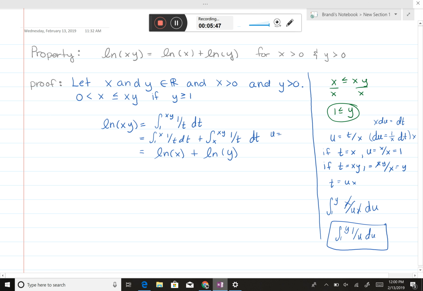U is equal to t over x. And a lot of the textbooks will just literally write that down and move on. So what you're missing is how the u substitution works and why it changes the limits of integration. So now we have, therefore, ln of xy is equal to ln of x plus ln of y. Tombstone, or QED.